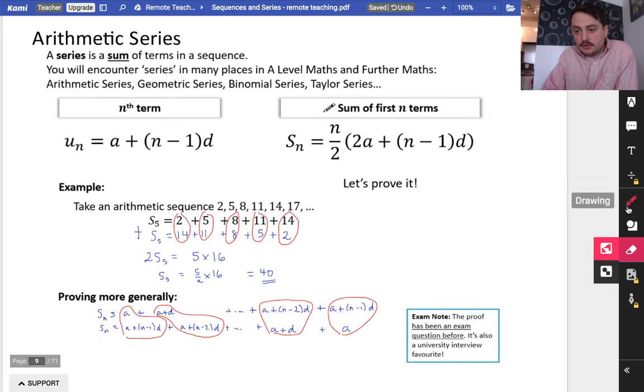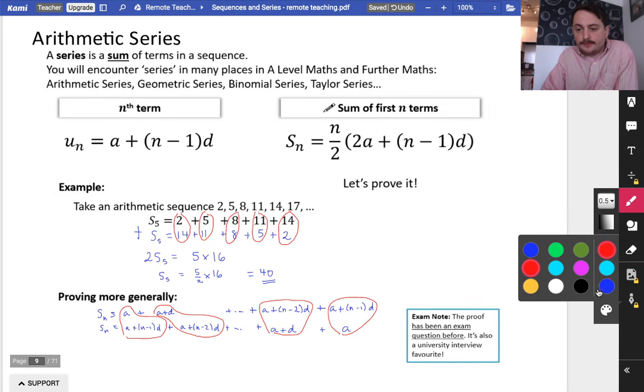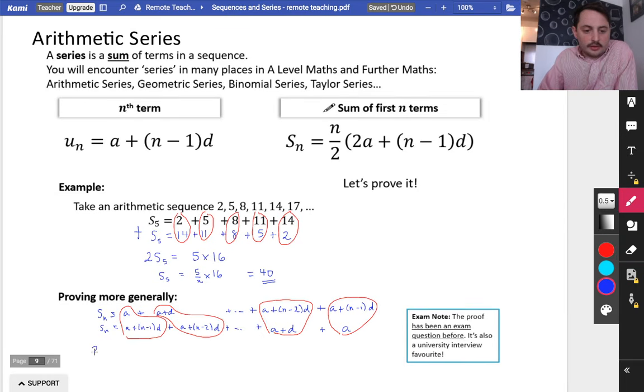So I know that 2Sn is going to be n lots of these pairs added together. Now you can just check for a second. If we added these together, you would have 2a plus n minus 1d, 2a plus n minus 1d. But these ones here, people sometimes find a bit harder to see how they add up to the same thing.